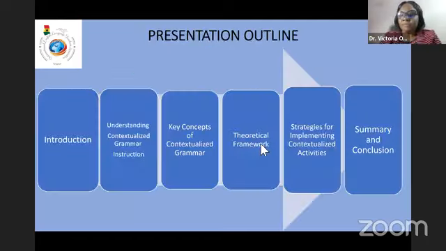Now, this is the outline of the presentation. We will try to understand contextualized grammar instruction. We will look at some of the key concepts of contextualized grammar. We would look at some second language acquisition theories that are in favor of contextualized grammar. And then we delve into looking at the strategies for implementing contextualized grammar. And as part of the strategies, we'll try to situate some of these strategies into the various aspects of grammar that we teach. And then, of course, we will conclude.